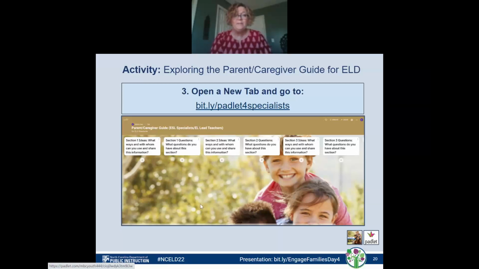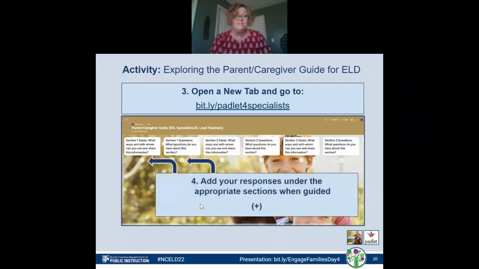You will just click on the plus sign under the column for the section that we're exploring, and you will add your responses there. So for example, in section 1, there's a column for your ideas, and the second column is a place for your questions. And that's how we'll be going through this activity together, one section at a time.